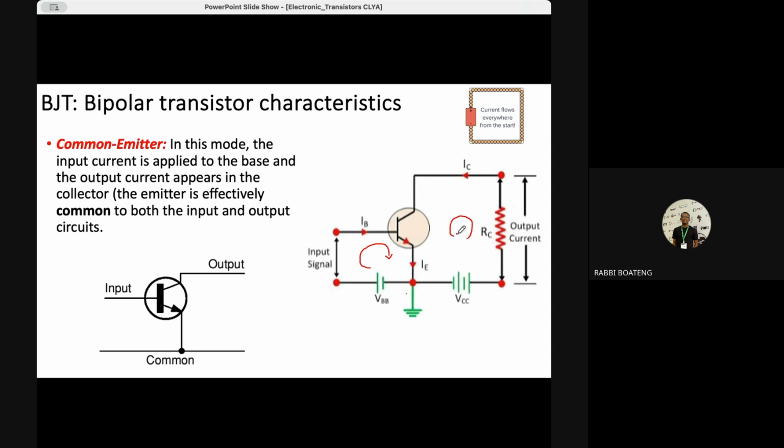So this time around, what we expect the current to do, the input signal to go in from here because it's going to the base and it will exit at the what? At the emitter part. Then we get our output here. And here, the most important thing, the common is the emitter. So we call it common emitter. This is the mode of it. Should I go on? Do we have a question here?